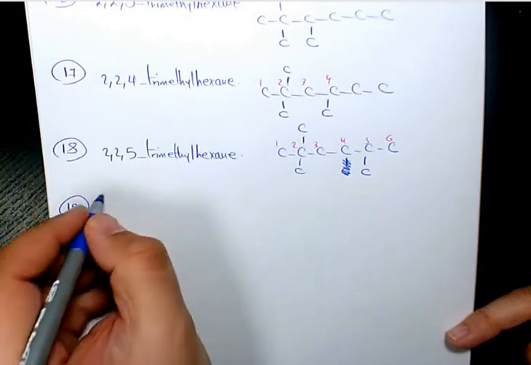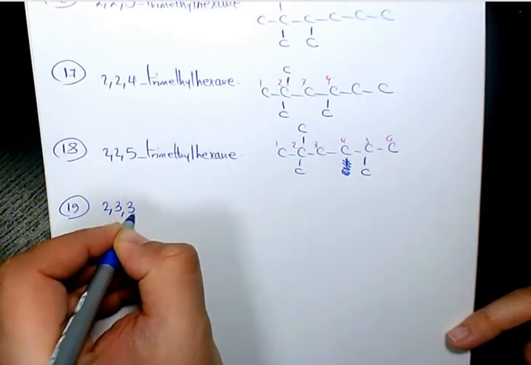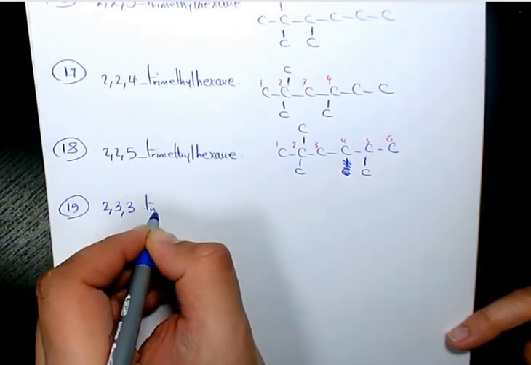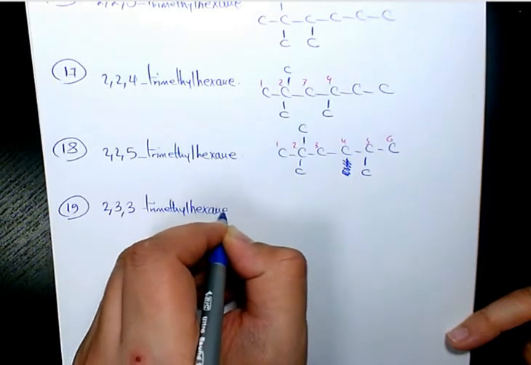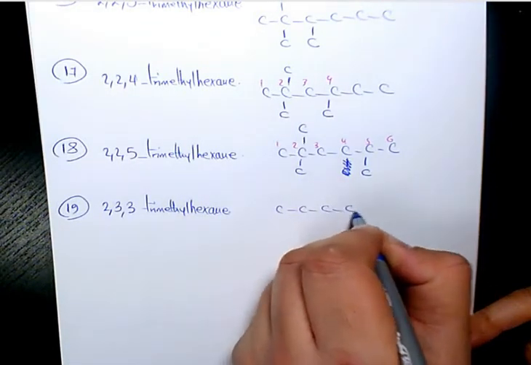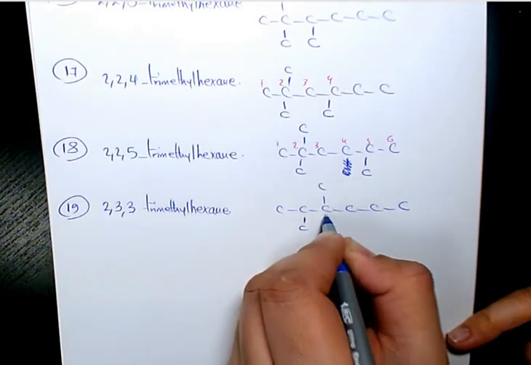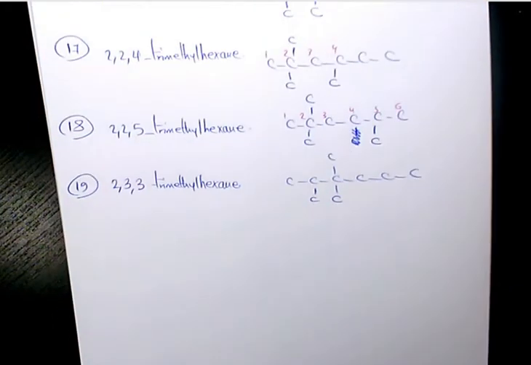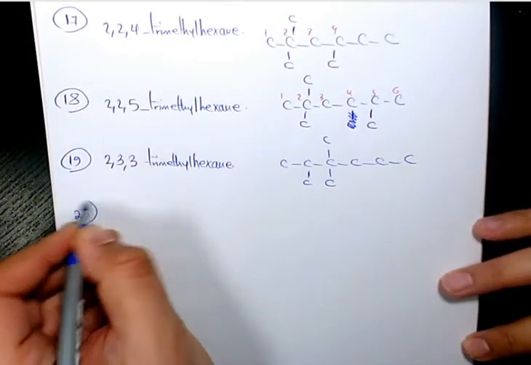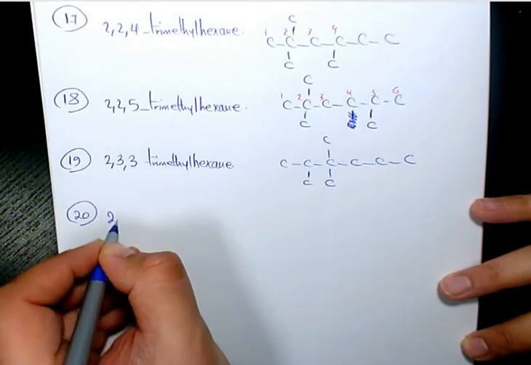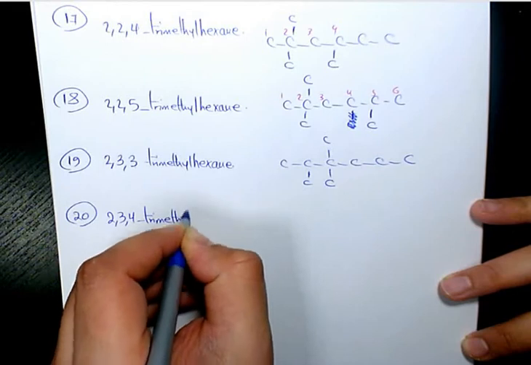Number 19 is going to be 2 and 3 and 3 trimethyl hexane. 6 carbons again. 2 and 3 and 3 trimethyl hexane. Number 20 is 2 and 3 and 4 trimethyl hexane.